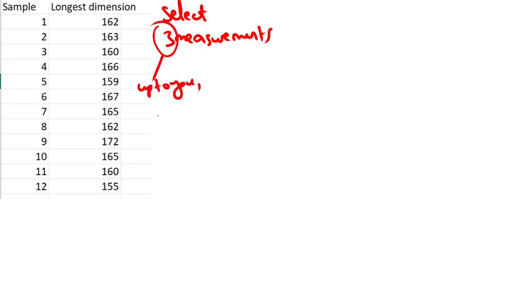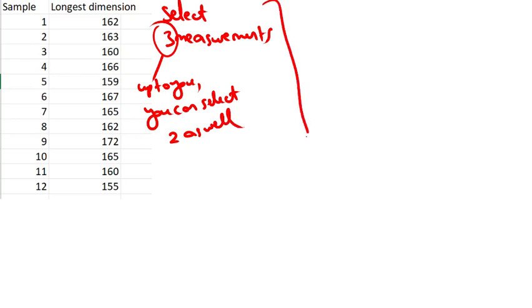First, you can select the first two or three measurements, it's up to you. Let me select three measurements to show you how it works, but again, you can select two as well. So I will go with 162, 163, and then 160. For this one I will do the average and then the range.